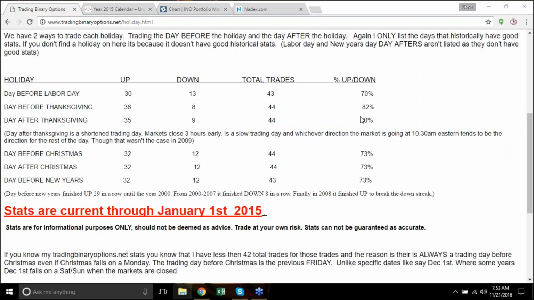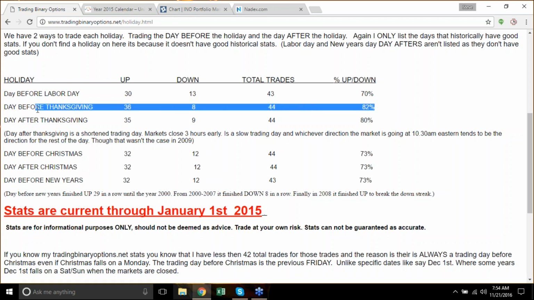Basically what this does, it goes through the NASDAQ. NASDAQ started in early 1970s and checks to see the day before Thanksgiving, was it up or was it down for the day? And historically, through 2014, it was up 82% of the time.